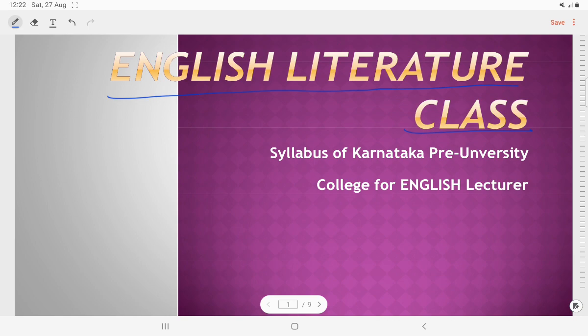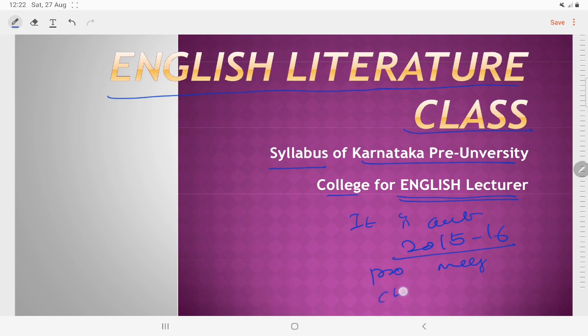Today I will discuss with you the syllabus of Karnataka Pre-University College for English lecturer. It is actually the syllabus of the 2015-16 recruitment. Probably the syllabus may update very soon. Changes may happen only 30% to 40% because the literature subject will be the same. Anyhow, I will update you if there are any changes in this paper. So let us see what are the topics in this paper.